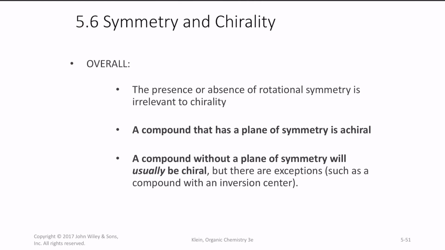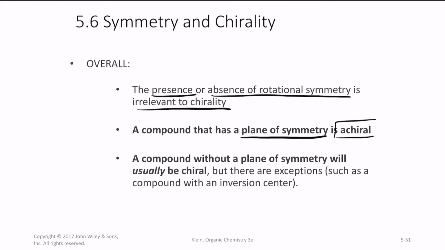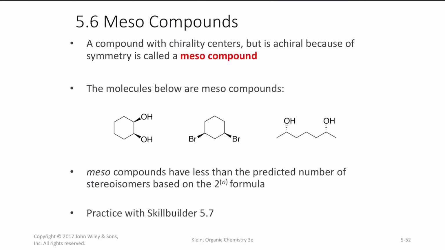So overall, what are the things that make a molecule chiral or achiral? The presence or absence of rotational symmetry is irrelevant to chirality. If a compound has a plane of symmetry, it is achiral. If the molecule does not have a plane of symmetry, it is chiral. A compound without a plane of symmetry will usually be chiral, but there are exceptions when you have an inversion center. So this is the example.